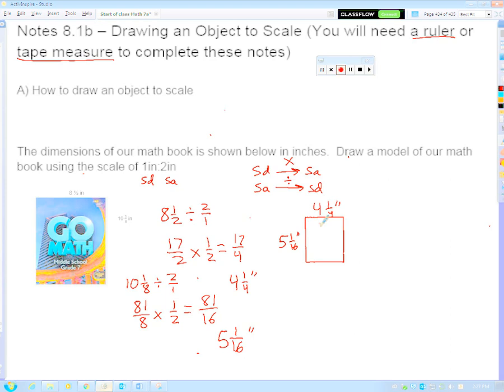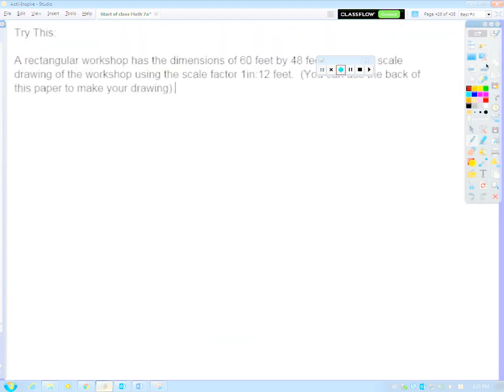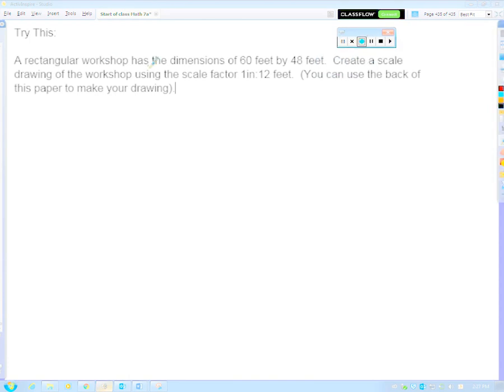So I have one try this problem for you guys. See how you do on your own. And then we will see what I get for an answer and we'll compare the two. Alright, here is your try this problem. A rectangular workshop has the dimensions of 60 feet by 48 feet. I want you to create a scale drawing of the workshop using the scale factor 1 inch on your drawing is going to represent 12 feet of your building. Okay, go ahead and try this, see how you do, hit play, and we'll take a look at what you got for a drawing.